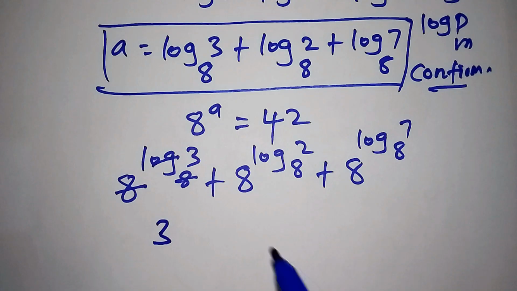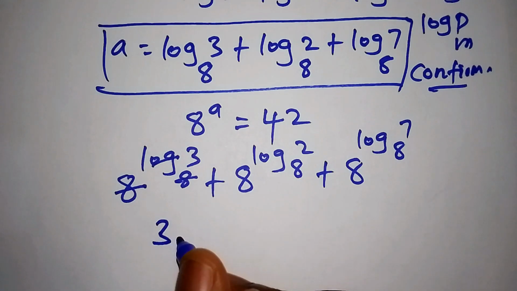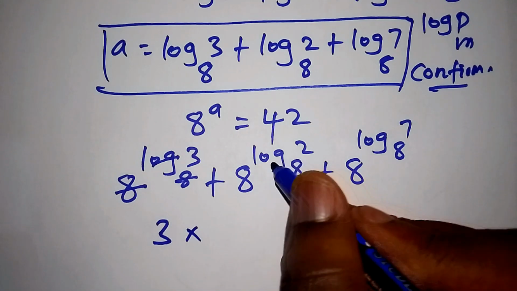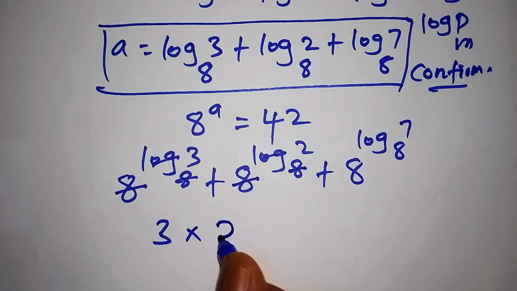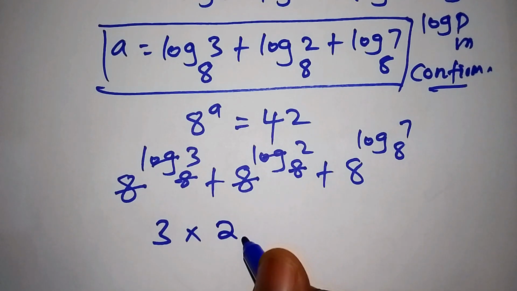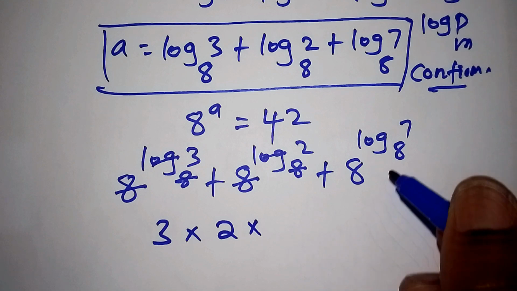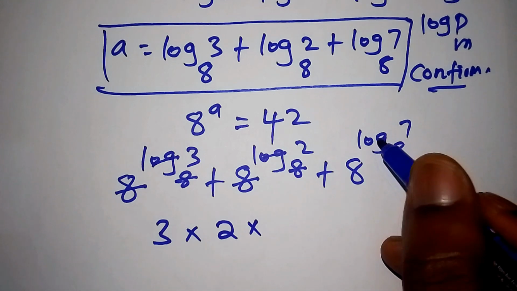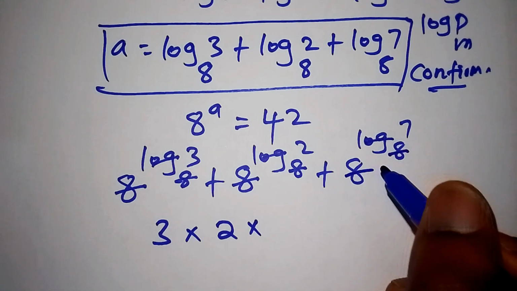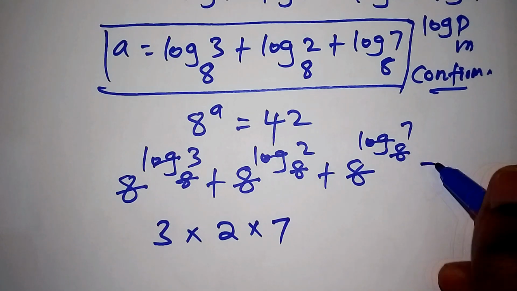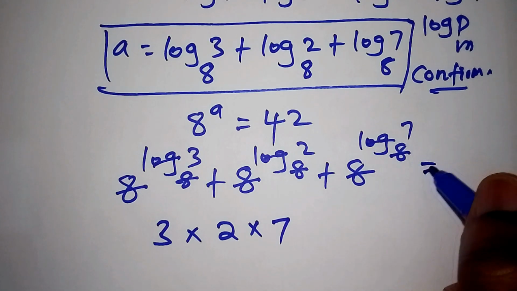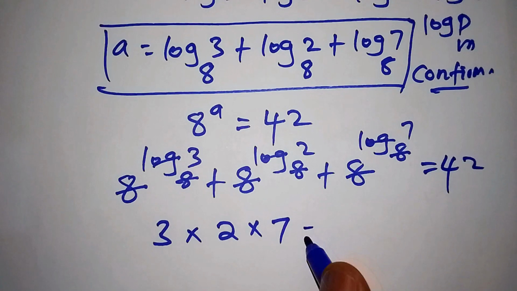The plus now changes to multiplication, then the log to the base of 8 cancels this 8, so now we have 2. Then the plus changes to multiplication, and the log to the base of 8 cancels with this 8, so now we have 7. All of them are equal to 42.